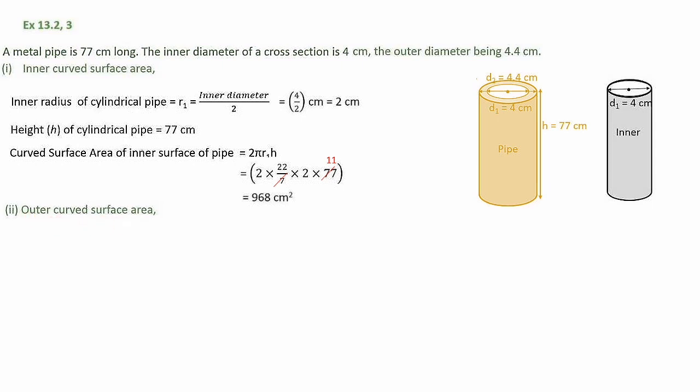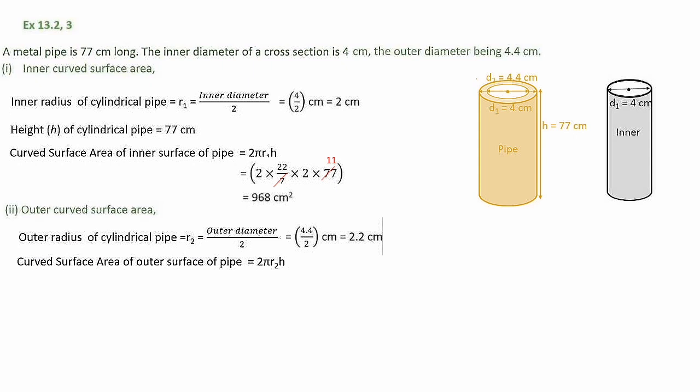Outer curved surface area, in the sense this outer portion we have to consider. The outer circle we have to consider, and this entire portion. This is also a cylindrical shape only. The outer radius we have to calculate. Outer radius, in the sense R2 we can take, that is diameter divided by 2. Diameter is 4.4 given to us. 4.4 by 2, that is 2.2 centimeter. That is the outer radius.